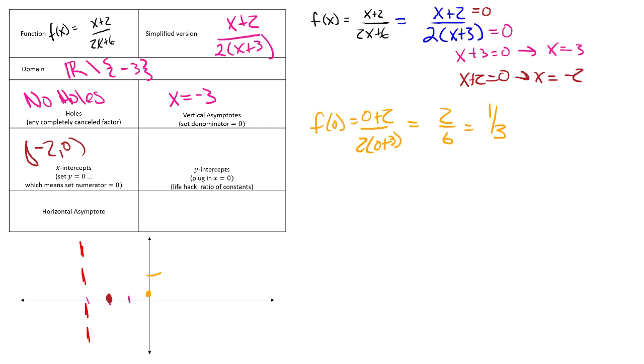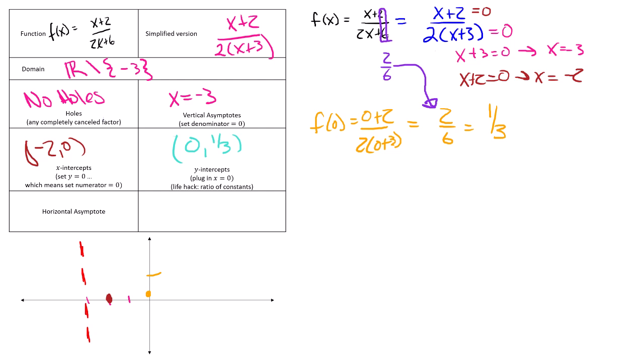And then another way that you can do it is you can look at your original function and just divide the constants. So 2 divided by 6 is the exact same thing that we got there. Just a little bit of a quicker way to do it. All right, cool. So 0, 1/3 is our y-intercept.